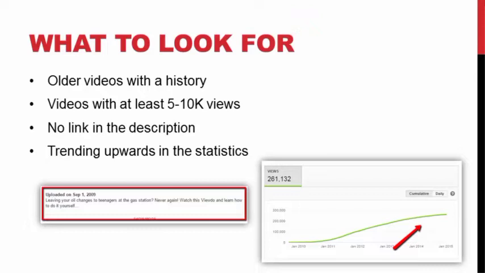So we want to find someone that has at least 10 to 15,000 views, no link in their description, and we want something that is trending upwards. So we're going to look at the video statistics, and we want to find something that's actually getting views and is going upwards instead of falling off or falling flat. That means the video is continuing to grow, and it will be a very profitable investment for us to reach out to them and offer them some money to put a link in their description.